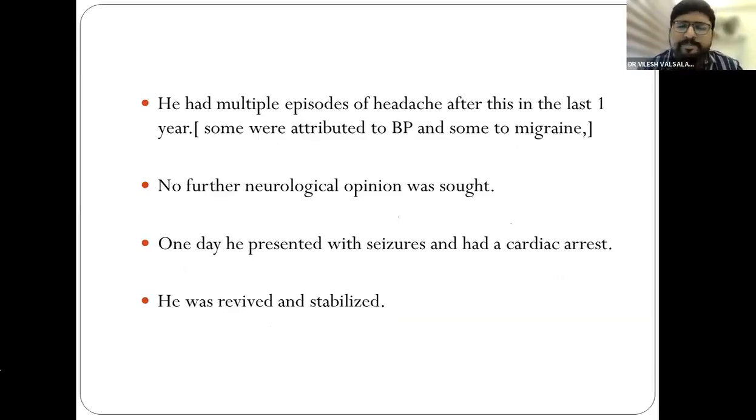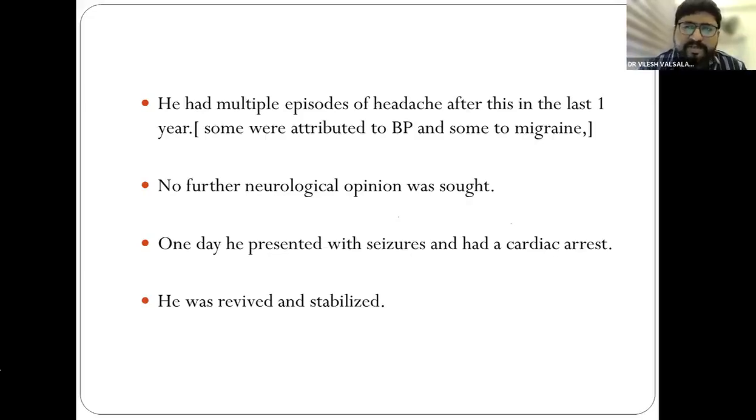Now what happens is, over a period of 1 year, 2 years after that, this patient had multiple episodes of headache. Sometimes when the patient's headache was there, BP was also high. Sometimes the patient used to tell by himself that he has got migraine because he has had coffee in the morning. Coffee stimulates migraine, so that is why I am having this headache. And he used to take the tablet for migraine.